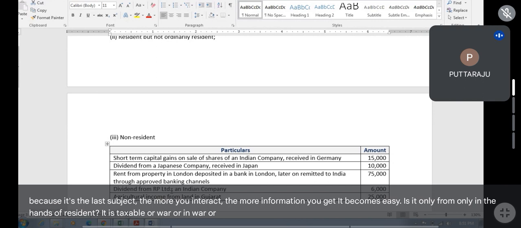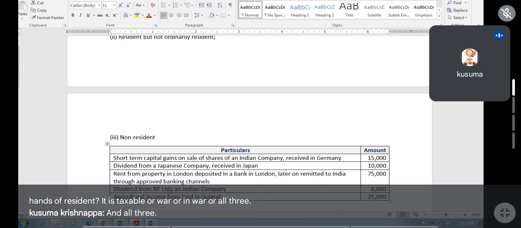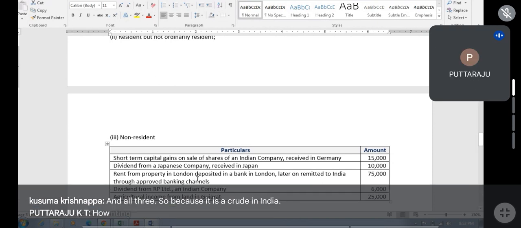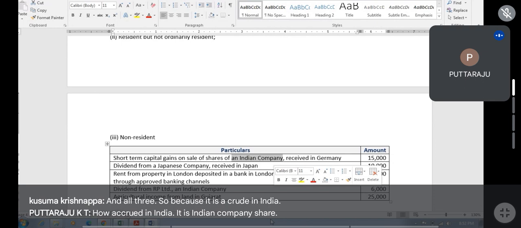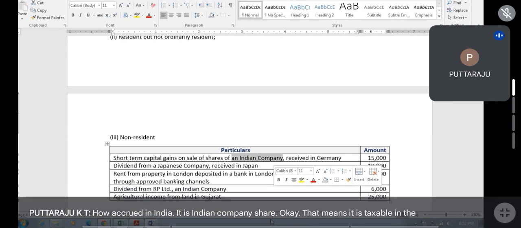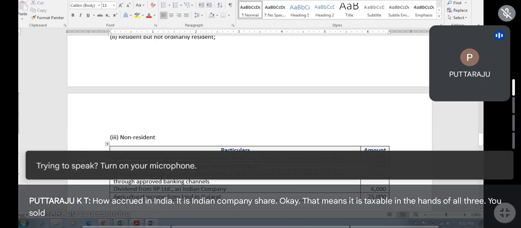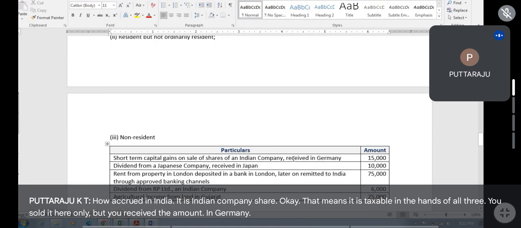Is it taxable only in the hands of resident, or all three? All three, sir, because it is accrued in India. How accrued in India? It is an Indian company share. That means it is taxable in the hands of all three. You sold it here only, but you received the amount in Germany. It is taxable in all three.